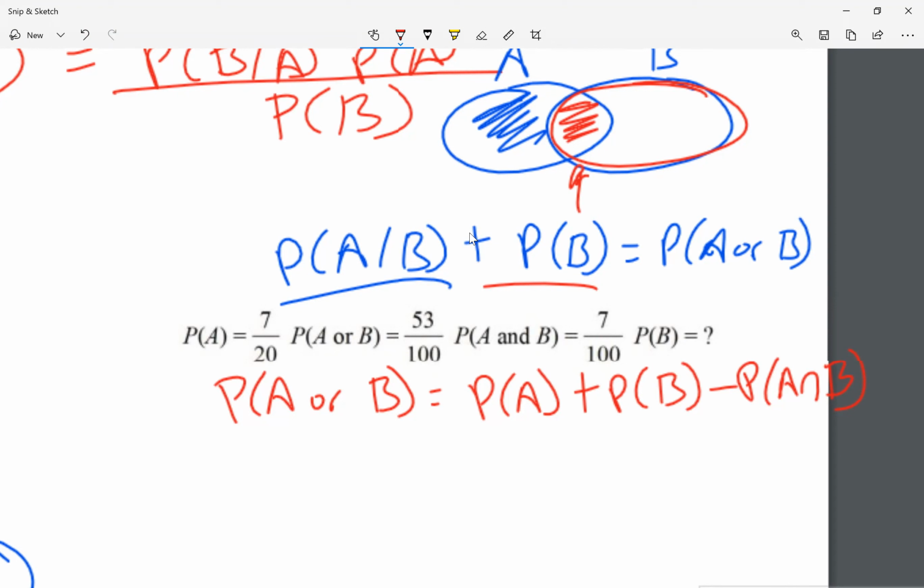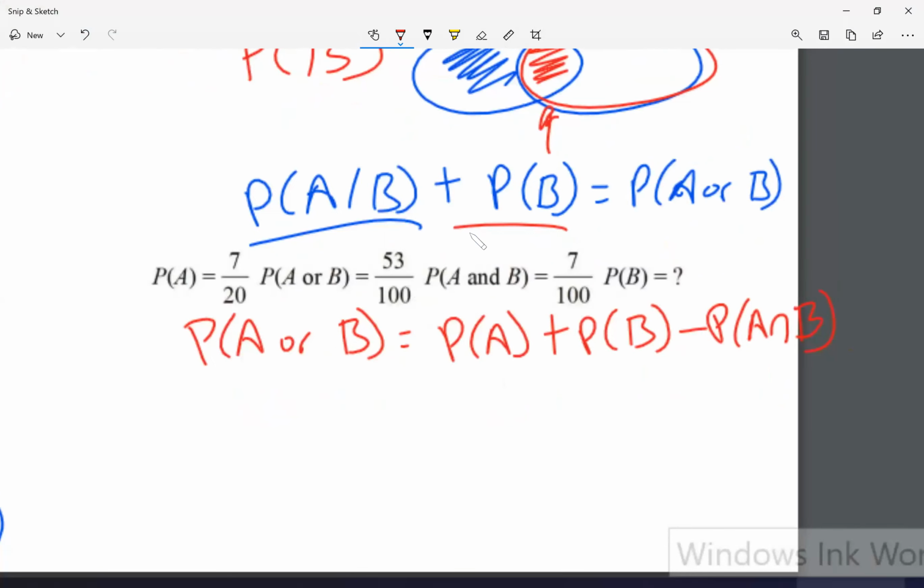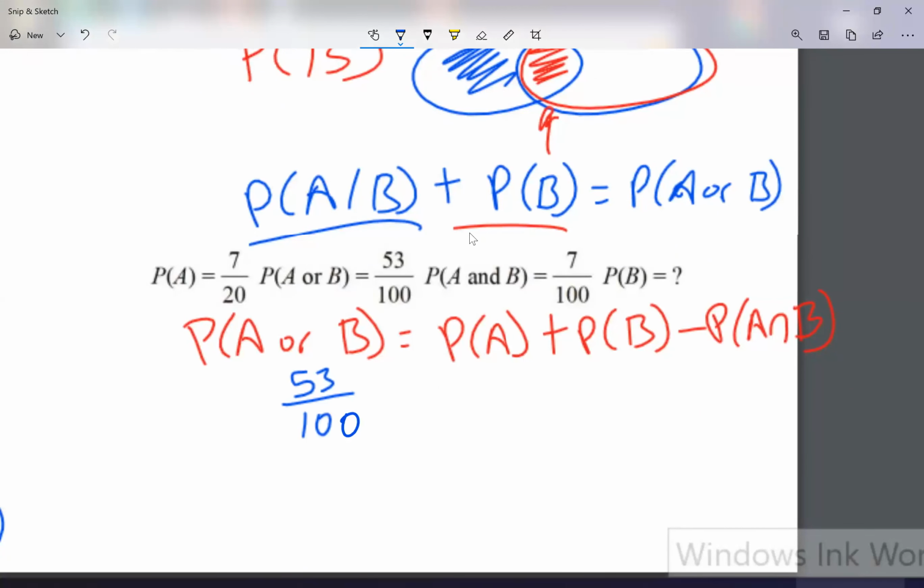Now, probability of A or B, I know what that is, right? Probability of A or B is going to be 53 out of 100. What's the probability of A? 7 over 20. What's the probability of B? I have no idea. That's what I'm solving. What's the probability of A and B? It's 7 out of 100.